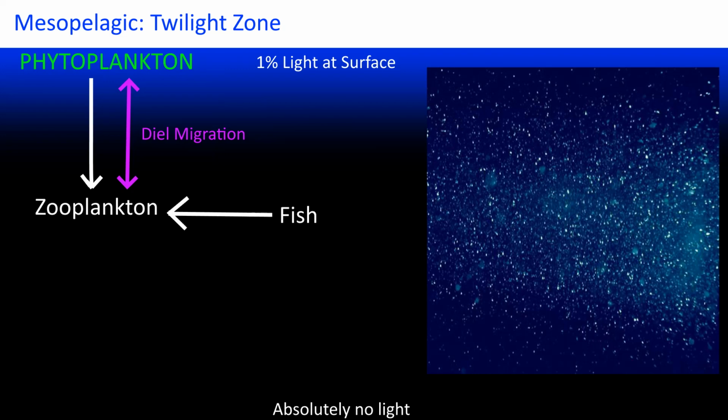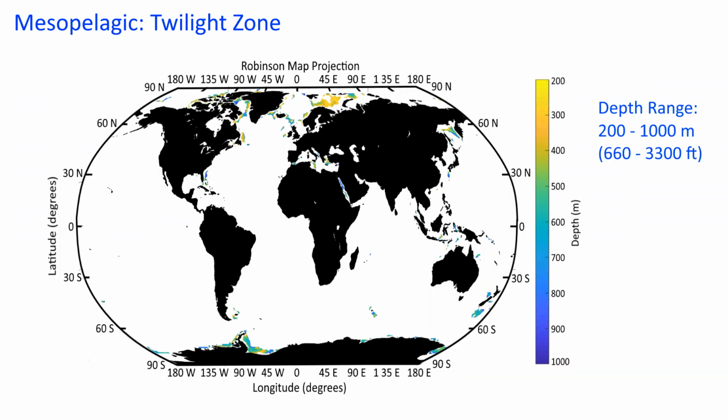Fish and larger predators then feed on the zooplankton, allowing for the larger abundance of higher trophic levels in the Mesopelagic. As mentioned before, the Mesopelagic is from 200 meters to about a kilometer, and it occupies about the same regions as the Euphotic zone, where you're still around the continental boundaries, with a few exceptions. This is about 7% of the total ocean area.